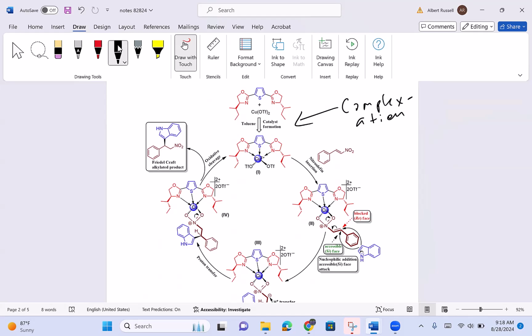Typically, you just take it, stir it in a solvent, stir the metal and ligand together. And then notice in the next step, you add in your starting material, right? And that binds to your metal ligand complex. That's what this structure is here, right? So the starting material binds to the metal ligand complex.